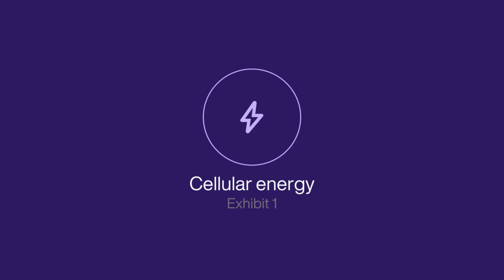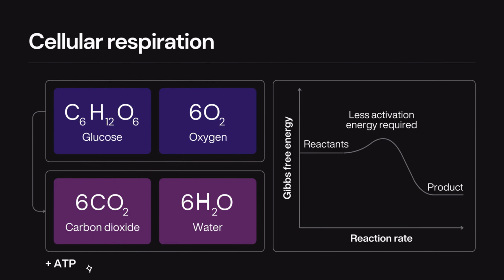Exhibit 1. Cellular energy. Cellular respiration is the biochemical process through which cells convert glucose and oxygen into adenosine triphosphate, or ATP, the energy currency of the cell, while producing carbon dioxide and water as byproducts. This is a catabolic reaction, which breaks a larger molecule into smaller pieces, and an exergonic reaction, which releases energy, as denoted by a negative Gibbs free energy.